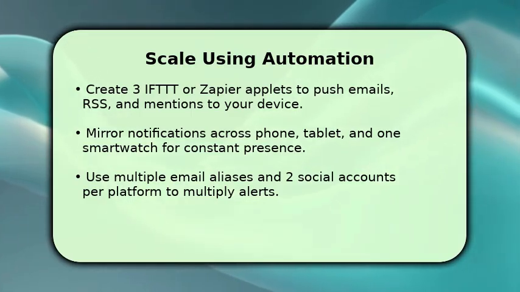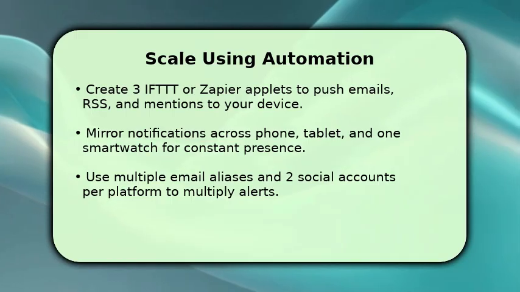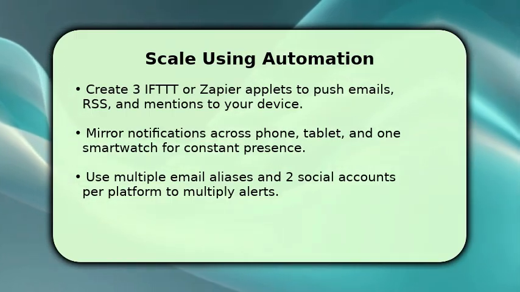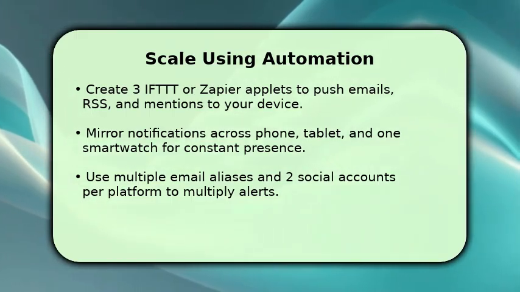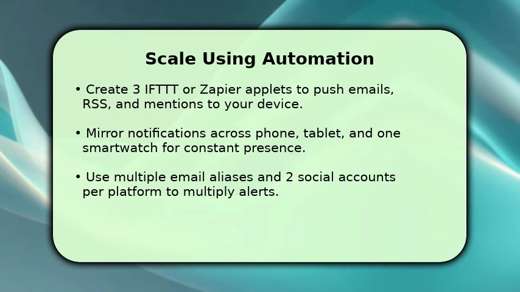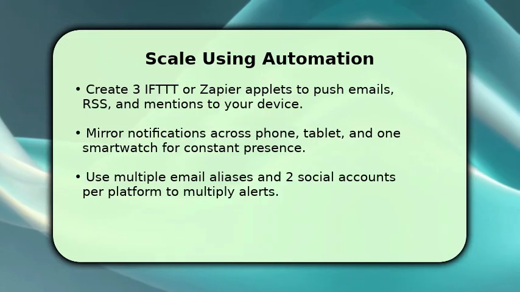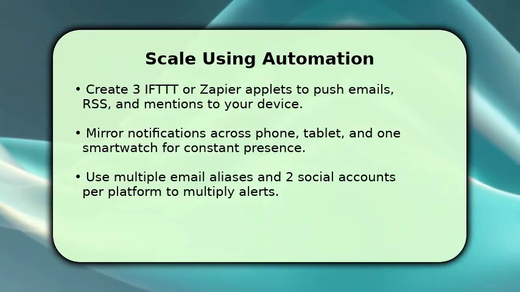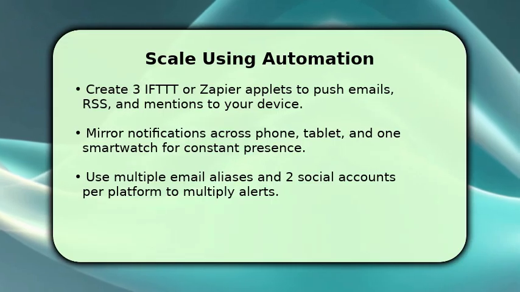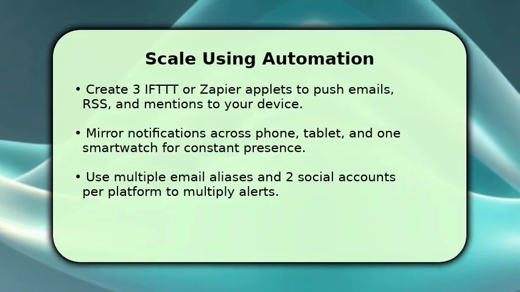Mirror notifications across phone, tablet, and a paired smartwatch to increase touchpoints and awareness. Create multiple email aliases and 2 social accounts per platform to multiply incoming messages and interactions. Turn on delivery and status alerts from key services like shipments and finance for timely messages.